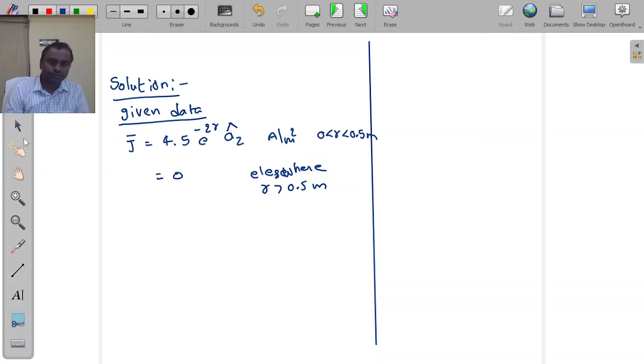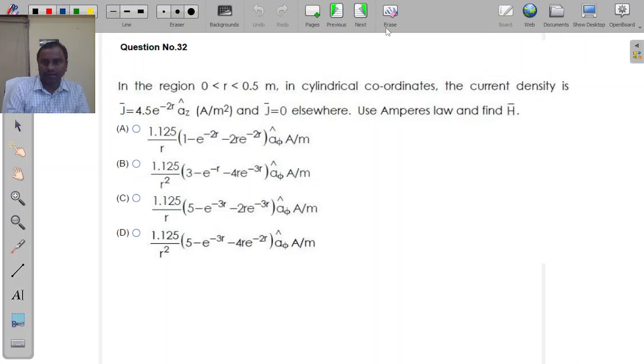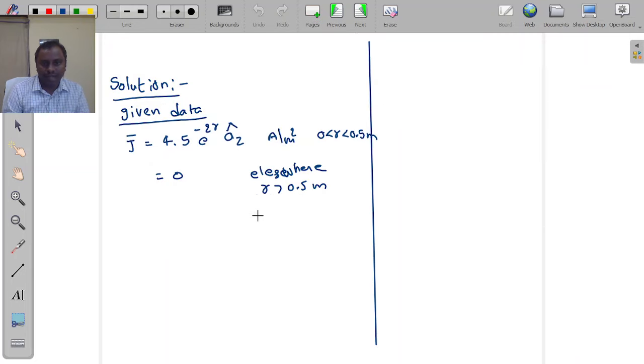Now to apply Ampere's law, we need to choose the Ampere path, right? So the current density is symmetric around the z axis.